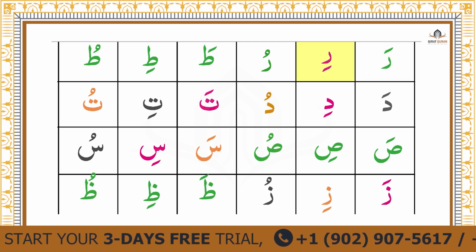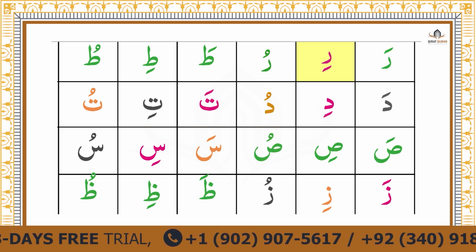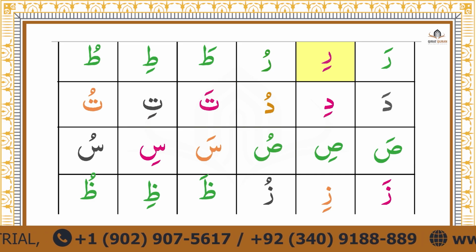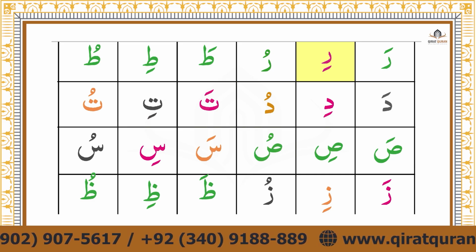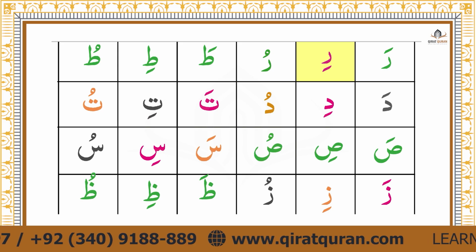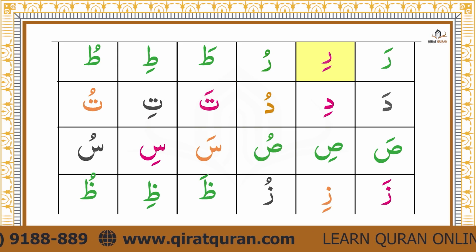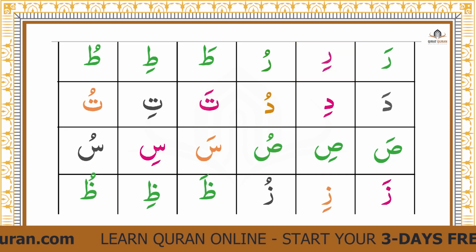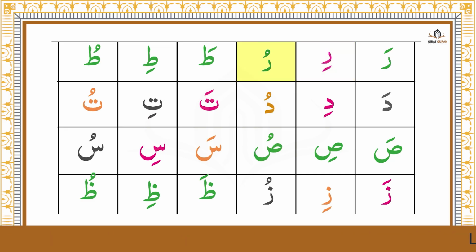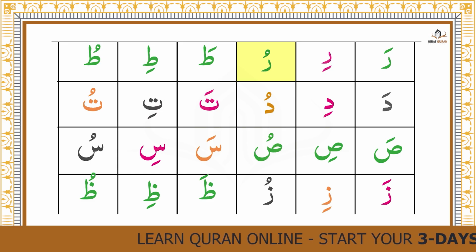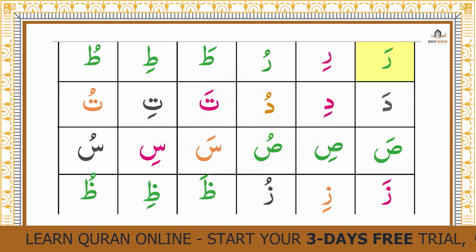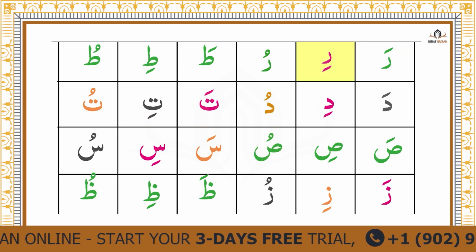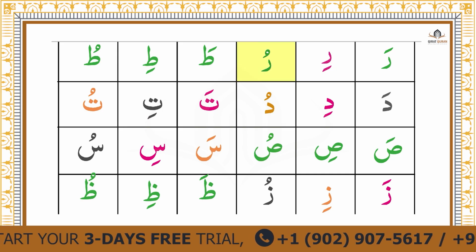The next is Ra has Kasra here. Ra, Kasra, Ri. It will be soft, not bold, because Ra has Kasra here. So we have to read it light. Ra, Kasra, Ri. And then the next one, Ra has Dhamma here. Ra, Dhamma, Ru. The sounds will be Ra, Ri, Ru.